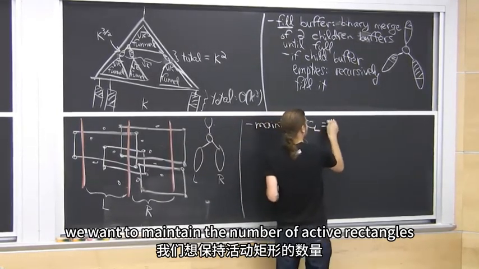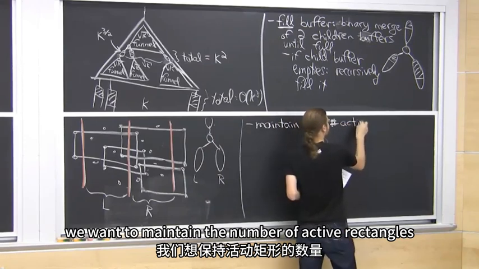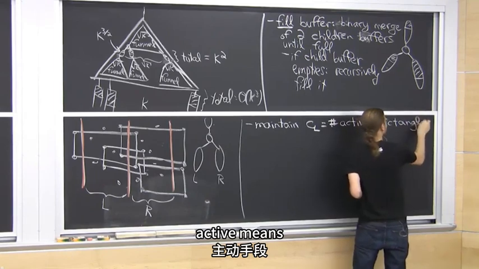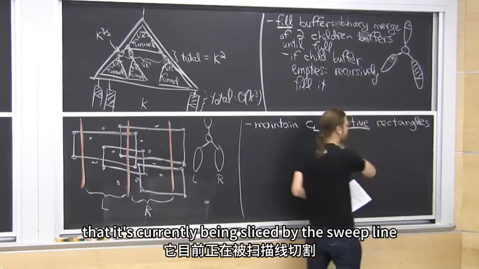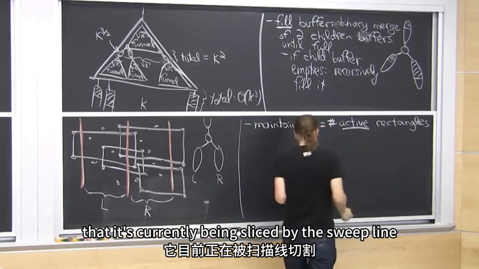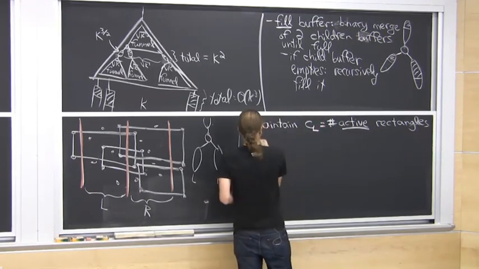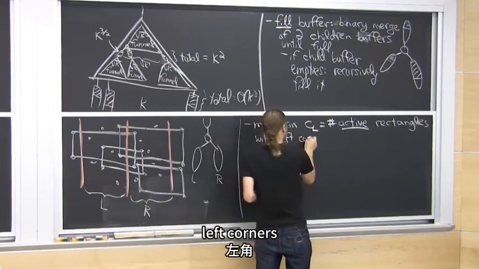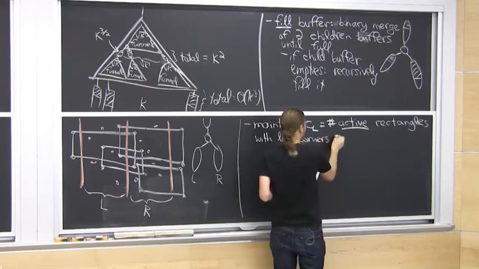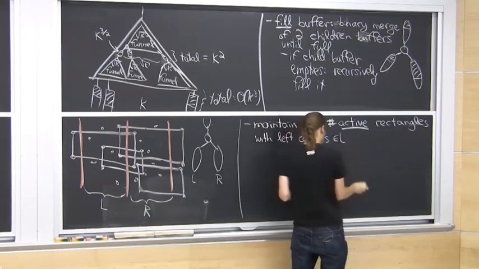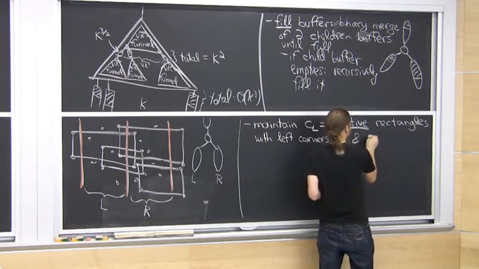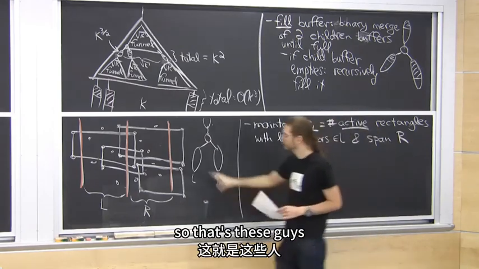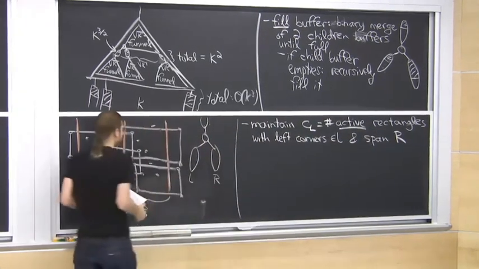We want to maintain the number of active rectangles. Active means that it's currently being sliced by the sweep line, that have left corners in L and completely span R. So that's these guys. So that's easy to do.